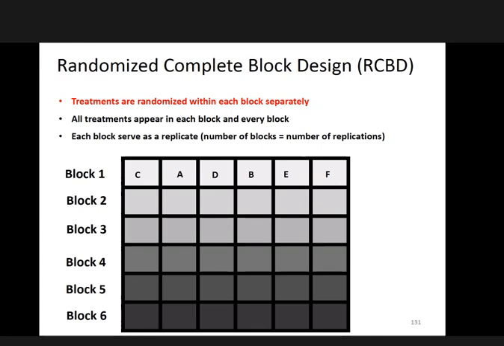Okay. So what you're saying here is that if we have treatment A, treatment A should occur more than once in an experiment. So if treatment A occurs in block 1, occurs in block 2, block 3, block 4, block 5, block 6, then in this case we have 6 replications because each treatment has to occur in each and every block that you have. Okay? Is that okay, Sammy? Yes, doctor.